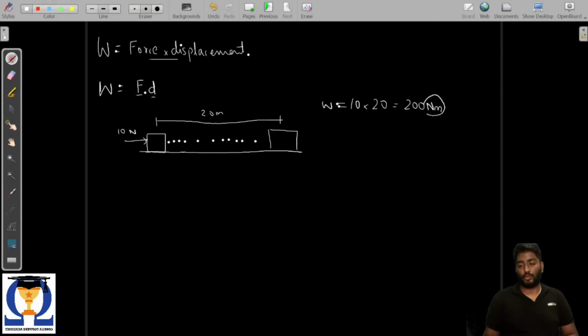We call this Newton meter a joule. So the unit of work is the joule. So 1 joule is defined as follows: when 1 Newton of force displaces a body through 1 meter, I can say that 1 joule of work is done.